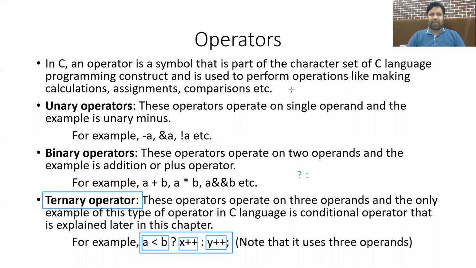So what is an operator? It is a symbol with a predefined meaning and it is supposed to perform some operation. We will have a look at different types of operators in the coming slides. We have a unary operator that works on a single operand, a binary operator that works on two operands, and a ternary operator that works on three operands or expressions.